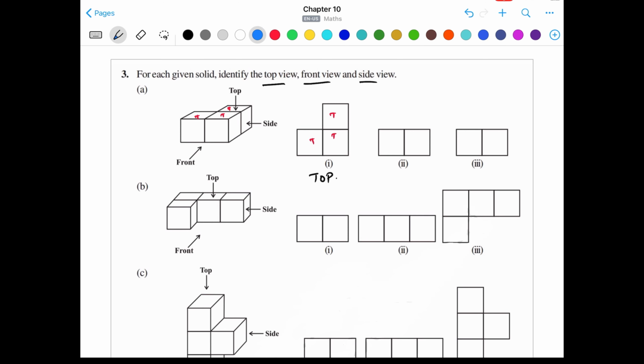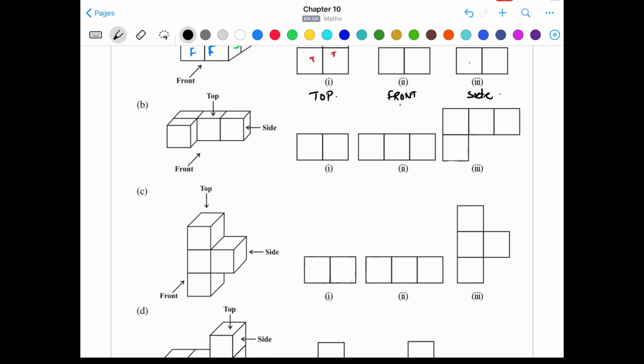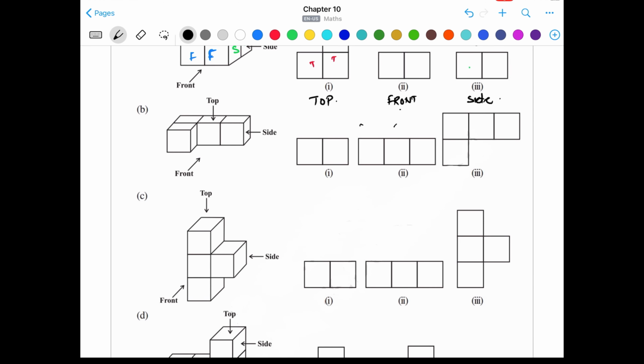Next, if you look at this box from the front side, you'll be able to see only these two faces. That means this next one is its front view. And if you are looking from this side, you will be able to see only these faces. So this one is its side view. You will see that its front view and side view are exactly similar, so you can write this one as side view or this one as front view also. Next one, again we are given a shape and its three views, and we have to identify them. If we look at this object from the top, you'll be able to see these four boxes.